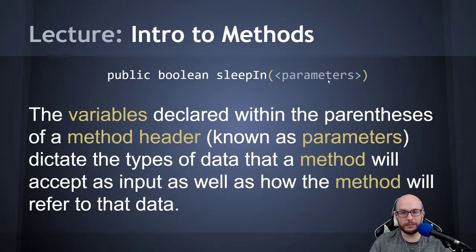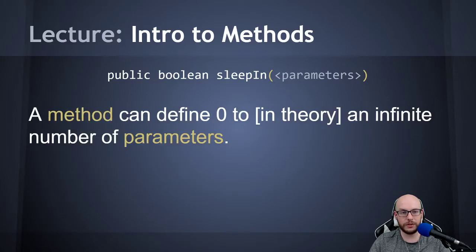The last part that we're going to talk about here are parameters. The variables declared within the parentheses of a method header are known as parameters. When we're looking at the method definition, I tend to use the word parameters, and I use the word arguments whenever we're talking about the method call. But the parameters dictate the type of data that a method will accept as input. And how do you refer to those things in the method? Let me show you what I'm talking about.